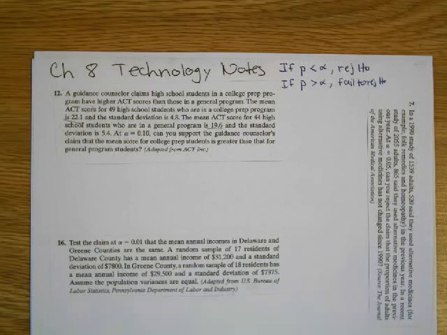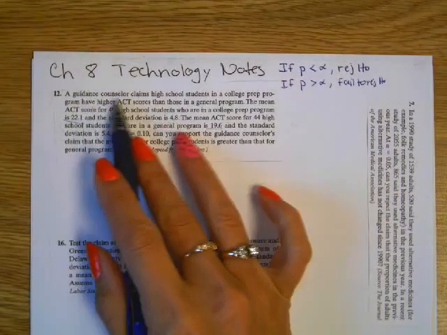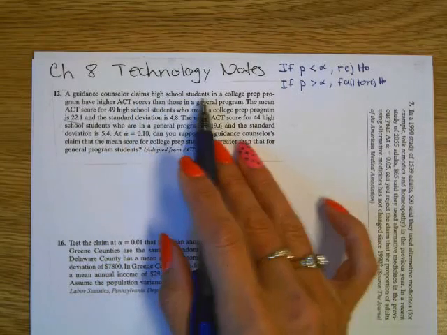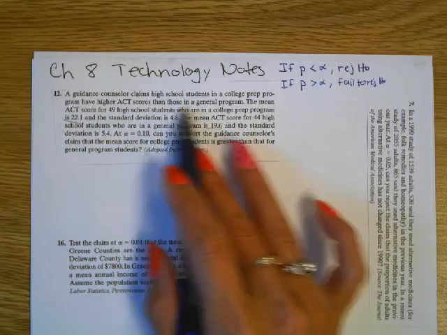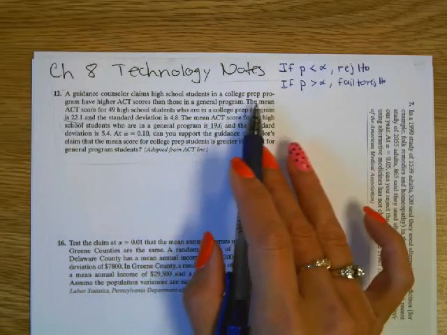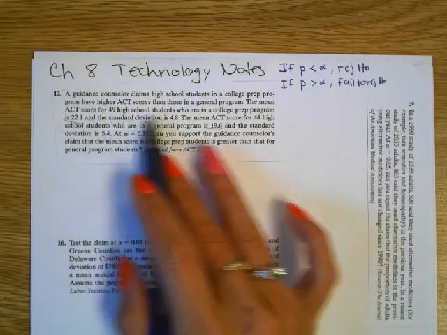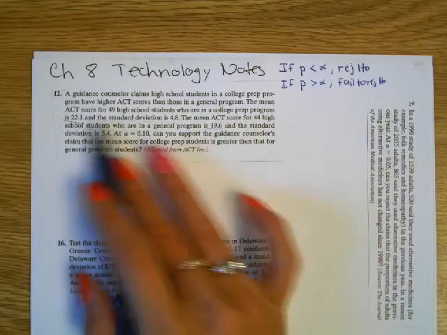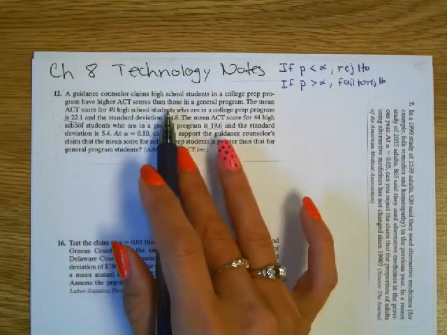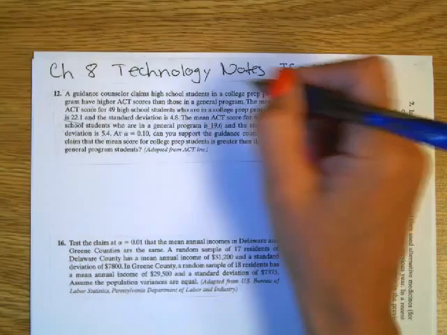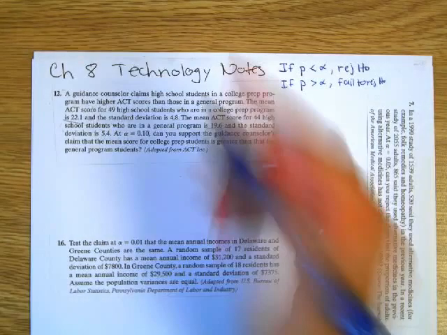Okay, so just like before, we'll start by rewriting the claims, and then we'll be looking for whether it matches up with section 8.1, 8.2, 8.3, or 8.4. So a guidance counselor claims that high school students in a college prep program have higher ACT scores than those in a general program. The mean ACT score for 49 high school students who are in a college prep, blah, blah. He doesn't say the word mean in here, but then it refers back to means. So we are talking about the mean ACT score.